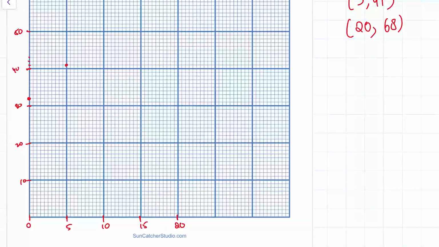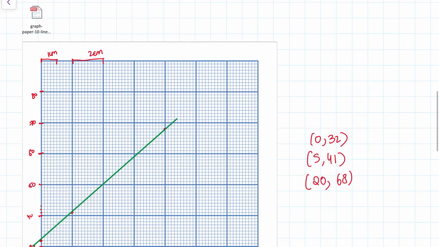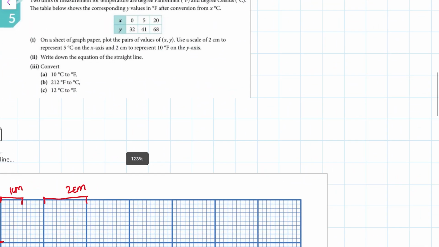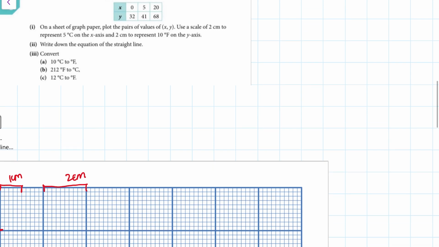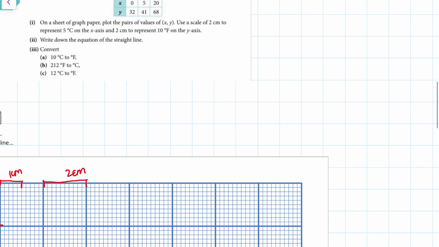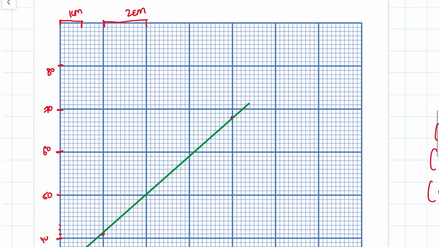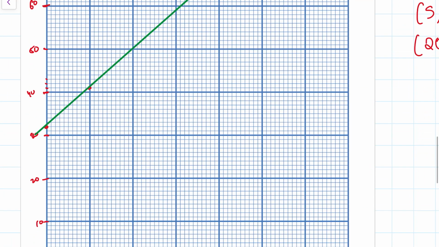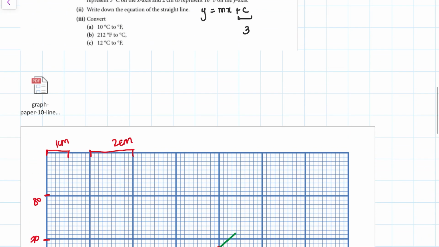Now, let's join all the points with a straight line. All right, so we've joined all the points with a straight line. Now, write down the equation of the straight line. How do we write down the equation of the straight line? The equation of the straight line is y equals to mx plus c. What is c? The value of the y-intercept. So over here, the value of the y-intercept is 32. So we will write in place of c 32.